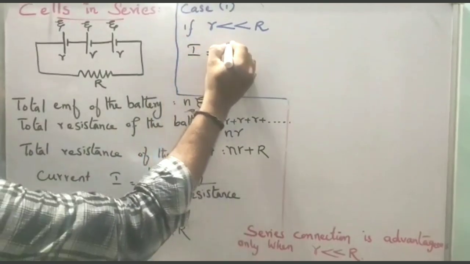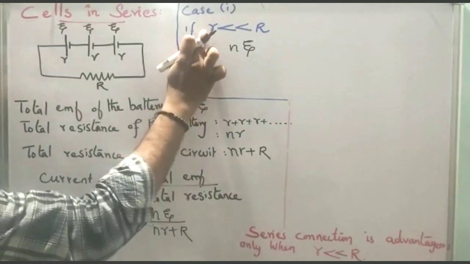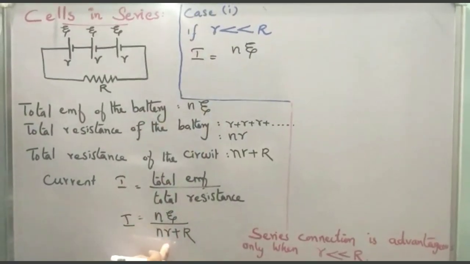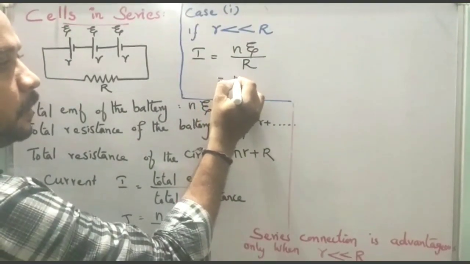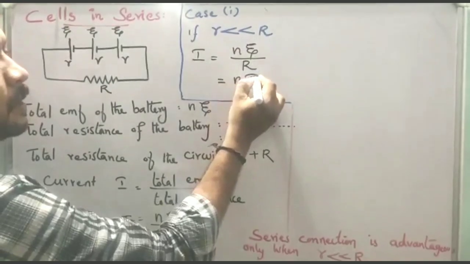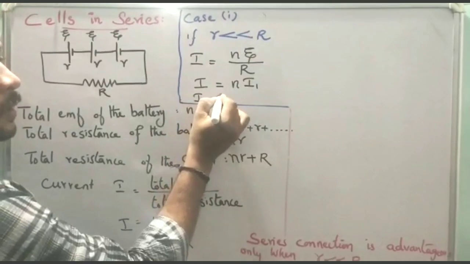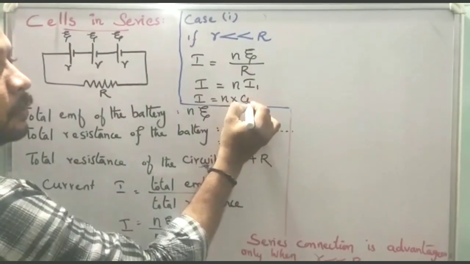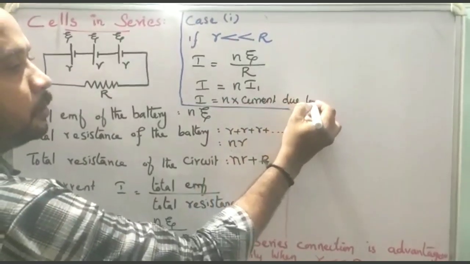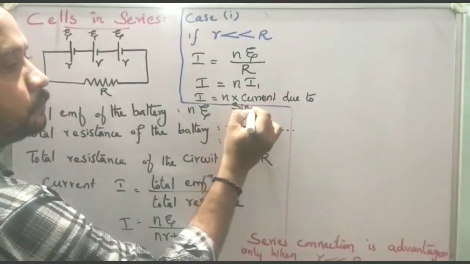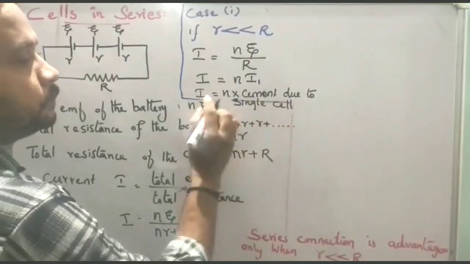I is equal to n psi by, small r is very much less, so this term can be neglected, by capital R, that can be written as n into psi by R, which is I1. So total current I is equal to n into current due to single cell.